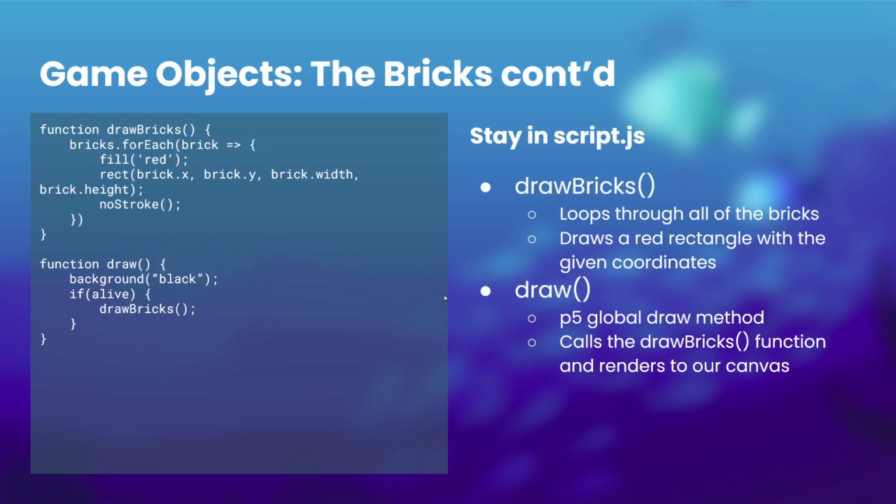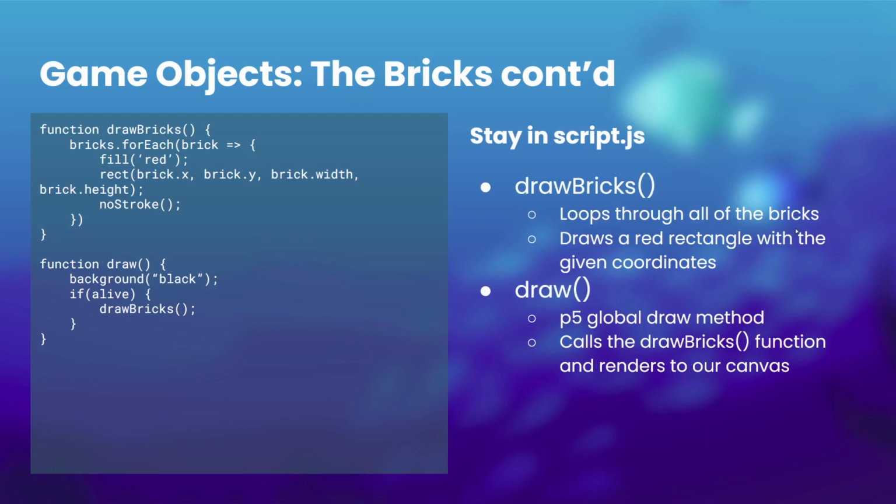Next, we want to actually draw these bricks to our screen. Currently we're storing the bricks, but we want to be able to see what these bricks look like, right? So for this, we want to create a function drawBricks. This is going to go through each of our bricks here and render it to our screen, to our canvas.